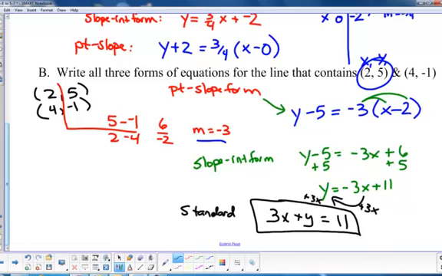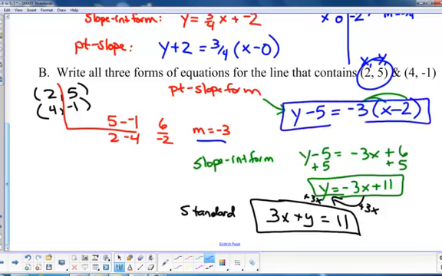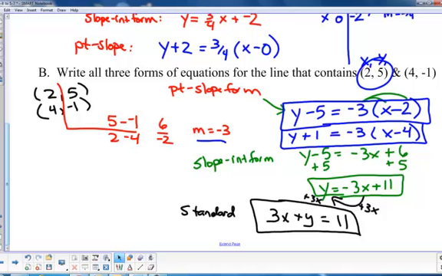So we've got our standard form in black, our slope-intercept form in green, and our point-slope form in blue. And again, you could also have written the other point-slope form, y minus negative 1 equals negative 3 times x minus 4. You'll get the same exact answer, so it really doesn't matter which one. Math is a beautiful thing.